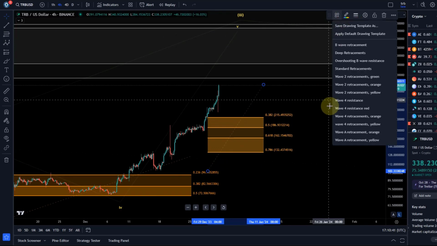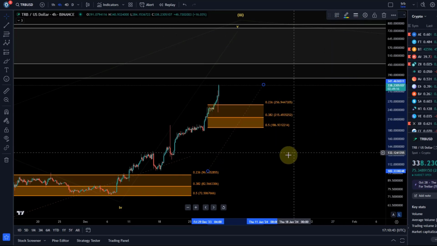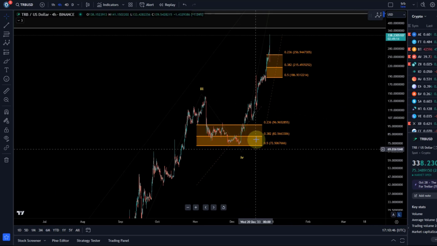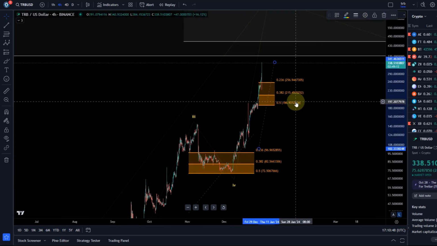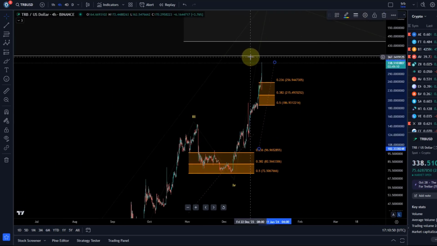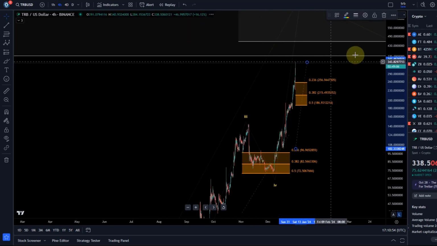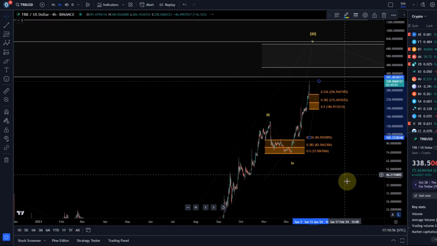So the micro support. A break of that micro support is similar to what we did here. Yeah, a break of micro support would suggest that things are turning around. Now, as you can see, it's far away, $186. So it tells you a lot about the risk. And that gives you all the levels.